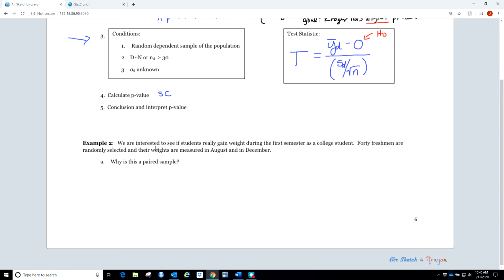So we sampled 40 freshmen. So we know our sample size. And they're randomly selected, and their weights are measured in both August and December. So our first question is actually why this is going to be a paired sample. Well, keep in mind that we're measuring their weight. That's our quantitative variable. But we're doing so in both August and December. So those are our two groups that we want to compare.